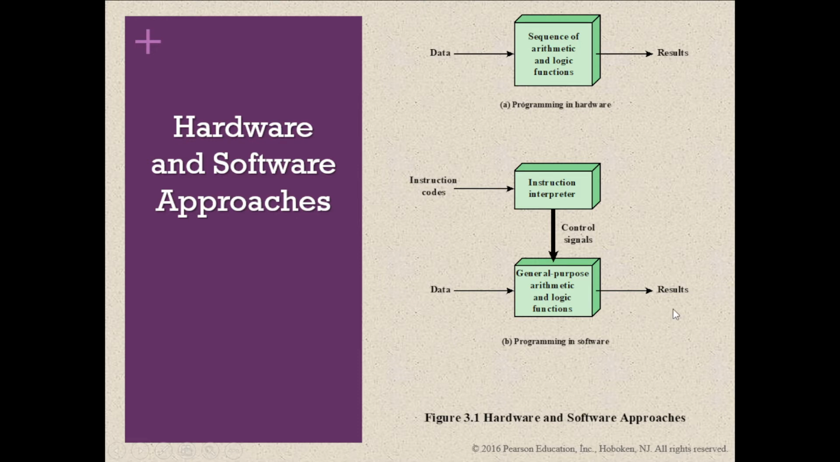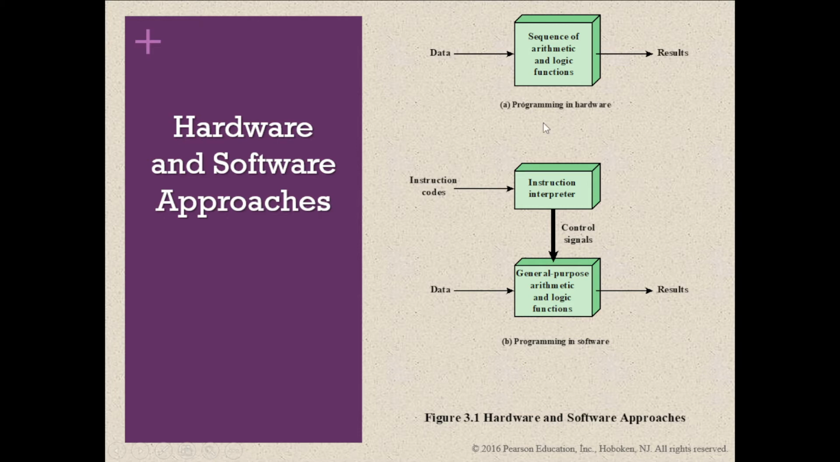So for subtraction, it also goes the same way. The instruction interpreter will interpret it as a subtraction or multiplication or division. It will give control signals based on the arithmetic. This is just an example. For example, for subtraction, multiplication, and division, it will be sent to the general purpose arithmetic and logic function for it to execute whatever is needed.